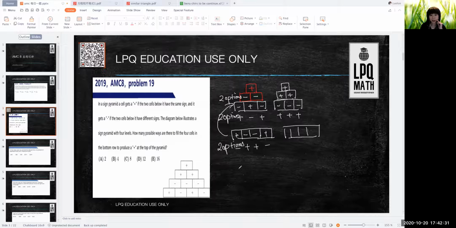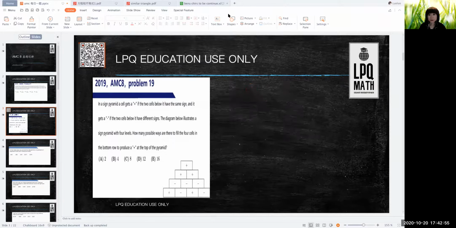So how do we get 8? 2 times 2 times 2, because every single layer has 2 options. So you have an easier way of doing that: 8 ways of filling in the 4 cells in the bottom row that produce a positive at the top of the pyramid.